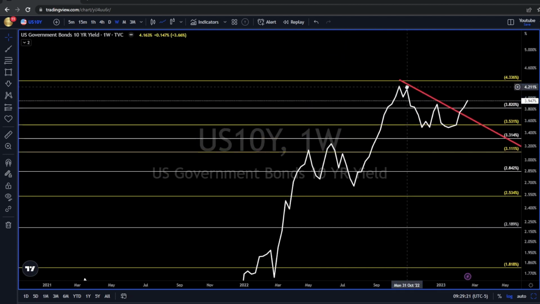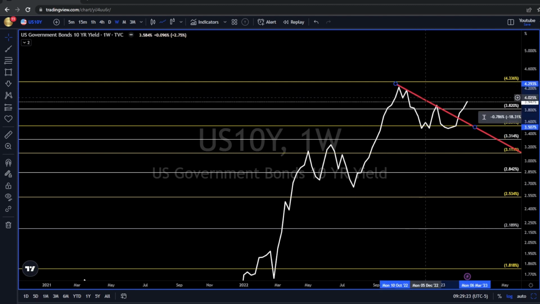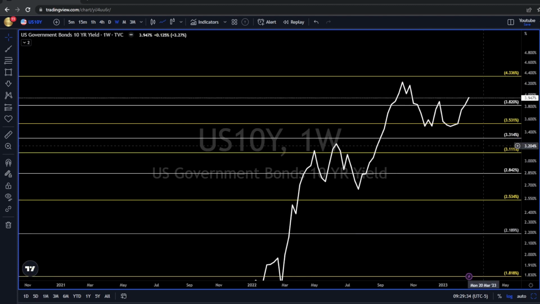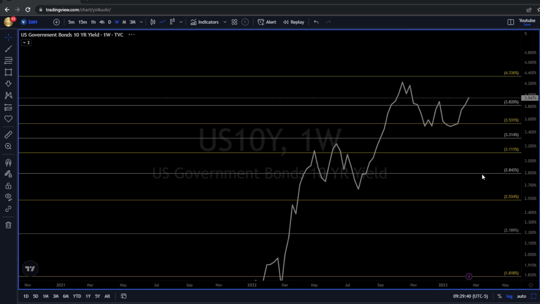The US 10-year bonds yield broke above this short-term trend line. High, lower high, lower high, broke to the upside. We have double bottom, and now with high probability, if nothing special will happen in the market, 420, 424 will be next.